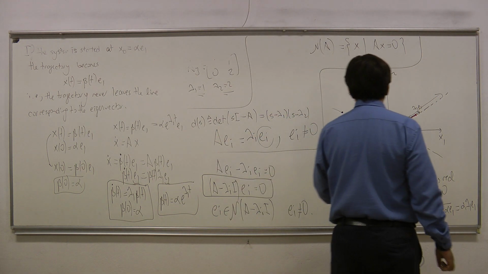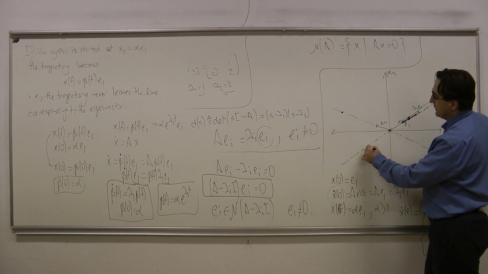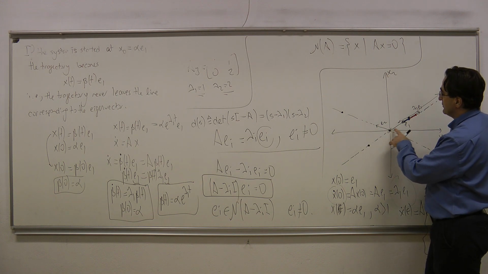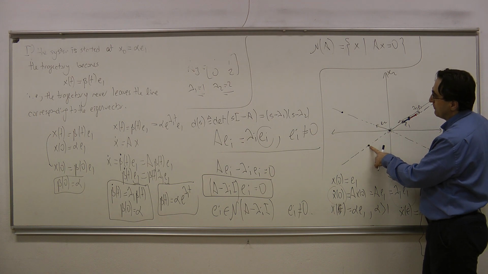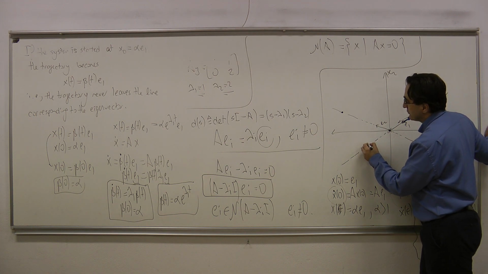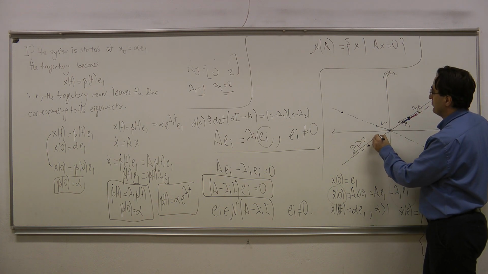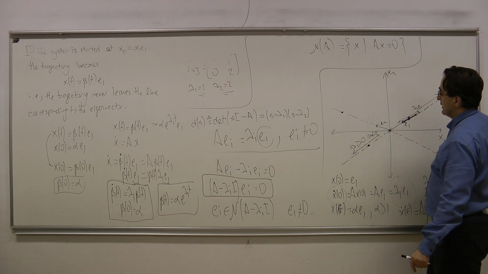What would happen if alpha is negative? If alpha is negative, then we initiate the state somewhere here, because we are starting the state at alpha times E1. And depending on the sign of lambda 1, if it is positive, the state is going to go in that direction. This is lambda 1 greater than 0. If lambda 1 is smaller than 0, the state is going to go in that direction.